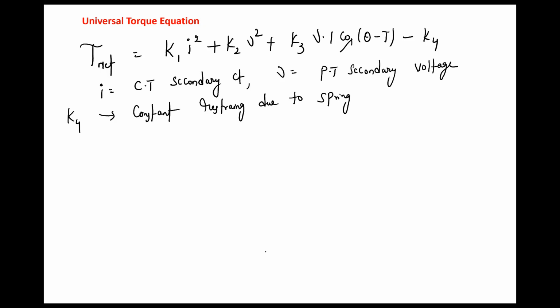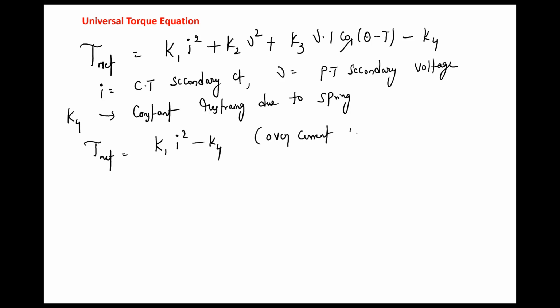Now, if you want an overcurrent relay, the operating torque is produced by the overcurrent element, that is the CT secondary current. Restraining torque is provided by the spring constant. So the net torque equation becomes simply K1 into I square minus K4. This is the overcurrent relay.